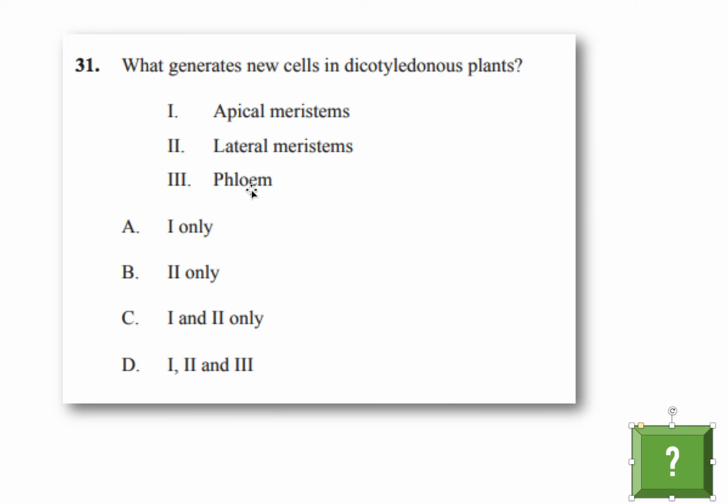What about 3? The phloem. We know the phloem is a little pipe that carries sucrose and glucose and all these things inside the stem of the plant to provide all the cells with sucrose and energy, okay? But it doesn't make new cells. That's not its job, okay? So it's going to be 1 and 2. Answer will be 1 and 2, so it's going to be C.